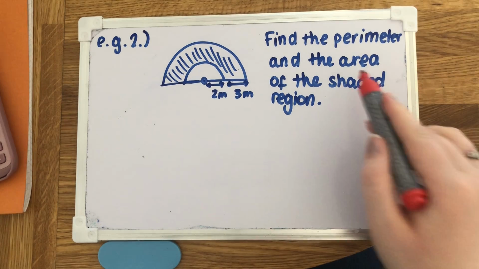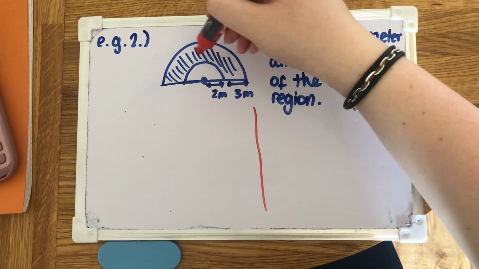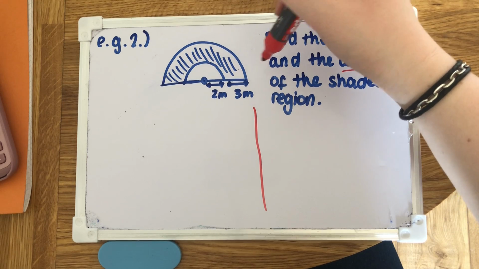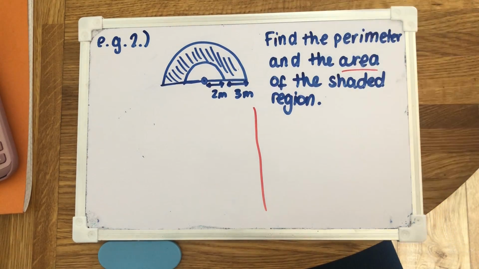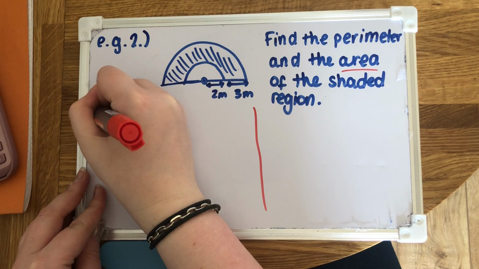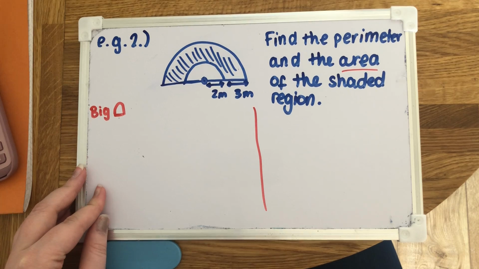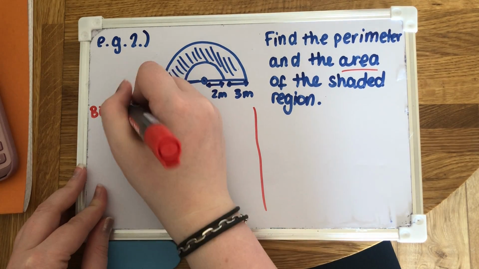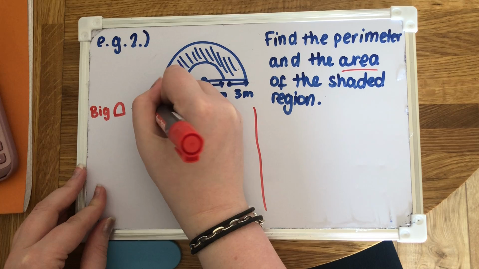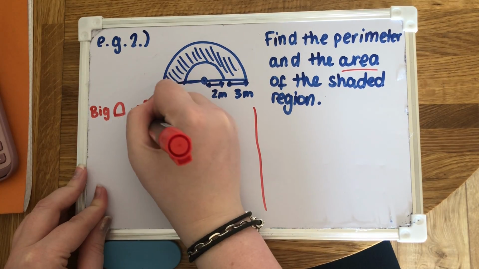So again, I'm going to start with the area. So I'm going to find the area of the whole thing, so the area of the big semicircle. Then I'm going to find the area of the little semicircle and then subtract them from each other to then work out the area of just the shaded bit. So for the big semicircle, we've got a radius of 5, so it's going to be 5 squared times by pi, and because it's a semicircle, we've then got to divide our answer by 2.